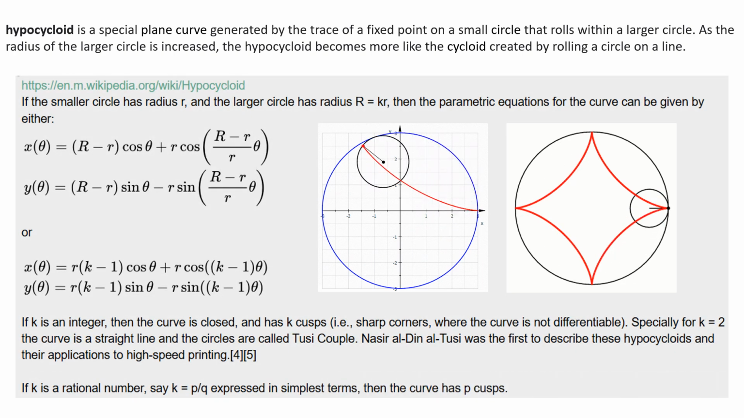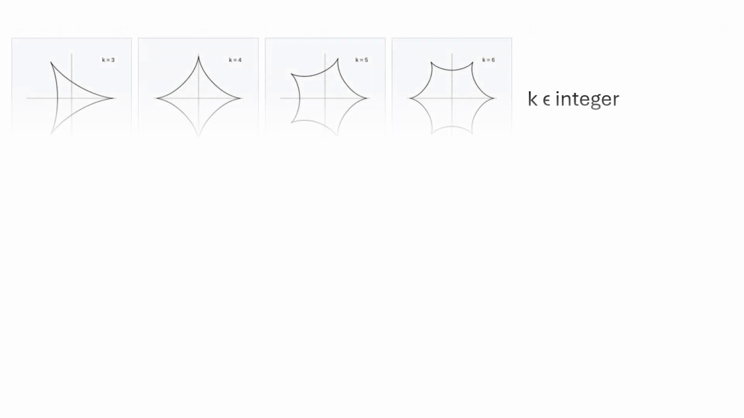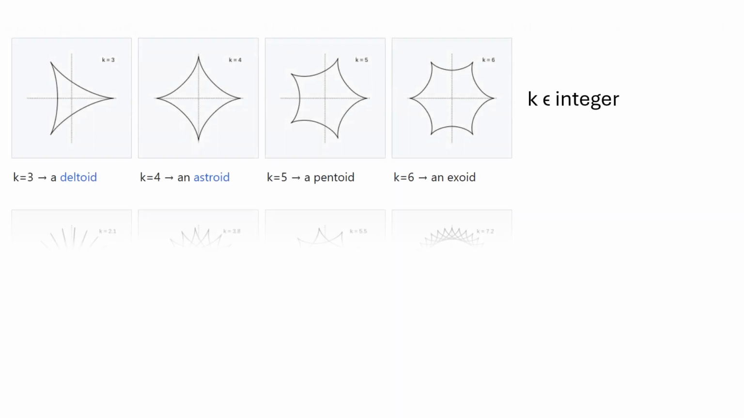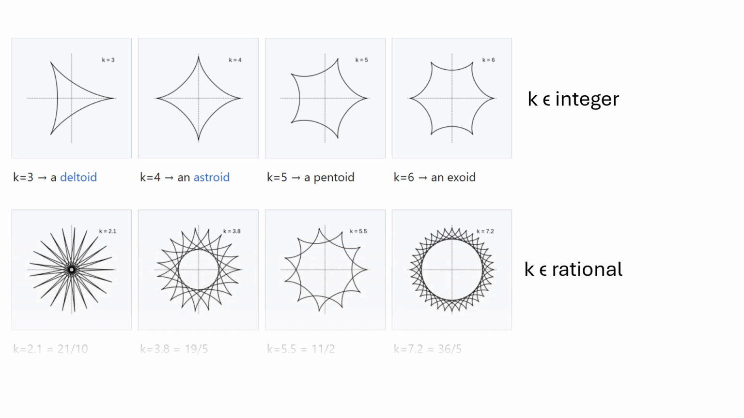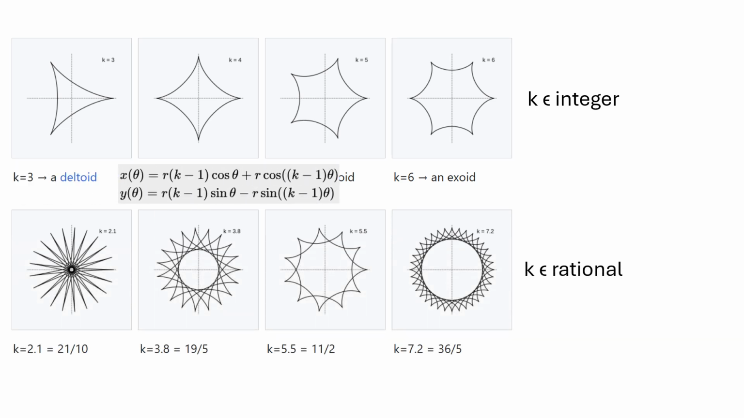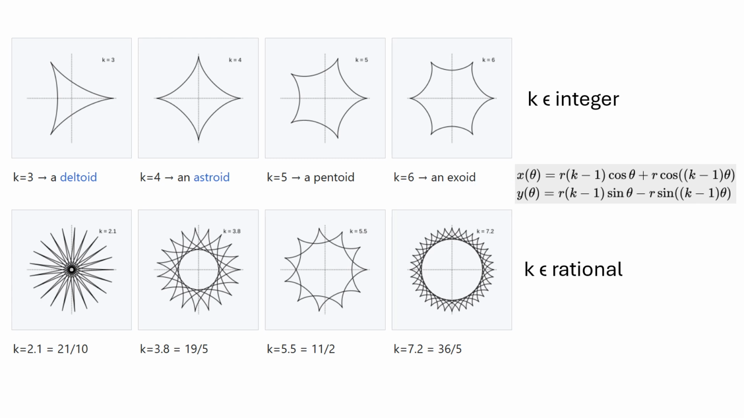If k is a rational number, say k equals p over q expressed in simplest terms, then the curve has p cusps. Here are some examples of hypocycloid. The top row shows hypocycloid with integer k, while the bottom row shows hypocycloid with rational non-integer k. As seen in the parametric equation, producing a hypocycloid requires a mixing of two distinct frequencies. In this case, they are theta and k minus 1 times theta.